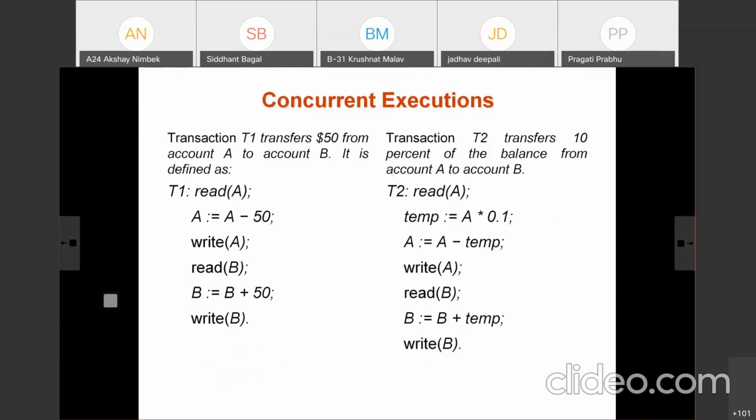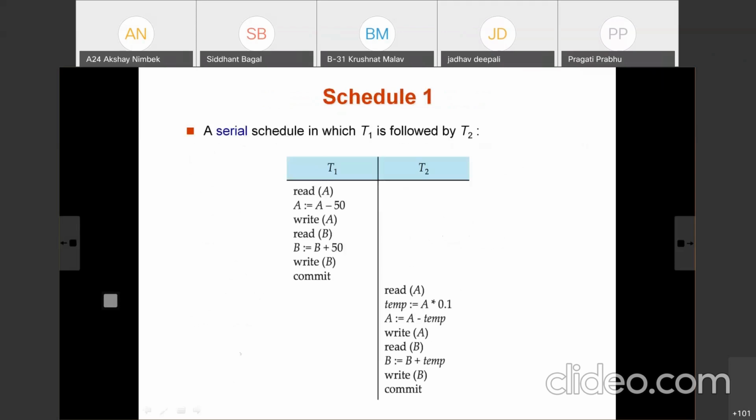So see here, we are going to consider these two transactions, and using these two transactions we are going to see what is actual serial execution and concurrent execution. Now see, here we consider the first schedule.